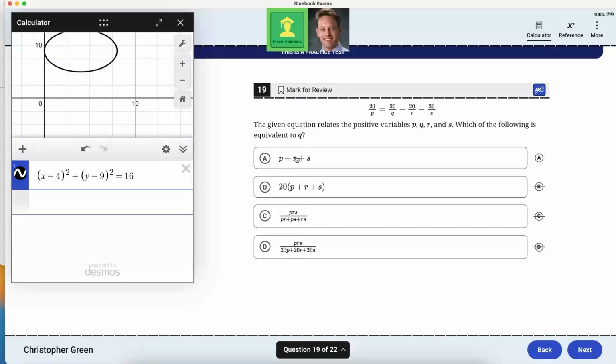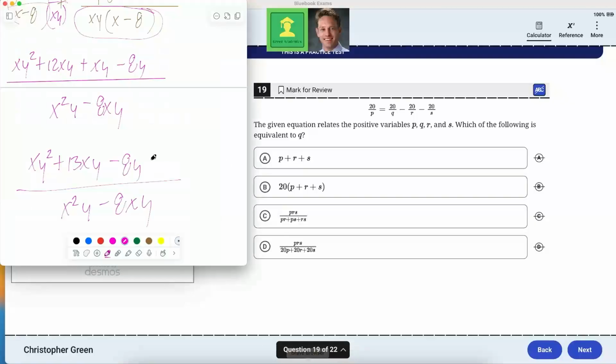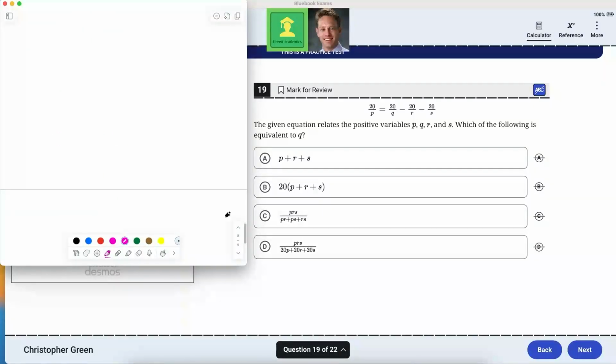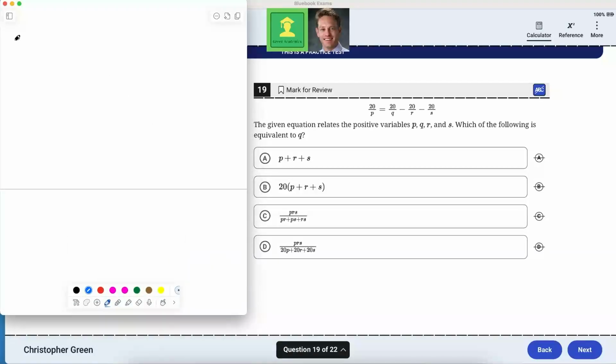Given equation relates the positive variables P, Q, R, and S. Which of the following is equivalent to Q? Well, you actually can solve this algebraically. It's just a really funky set of manipulations. Now that I think about it, it relates closely to the one that we just did in the last question. The common denominator of these fractions is simply the product of all four denominators. So in order to get what's on the left, it's 20 times the quantity QRS over P times the quantity QRS equals 20 times the quantity. It's basically every other letter as a triplet by which you multiply it.